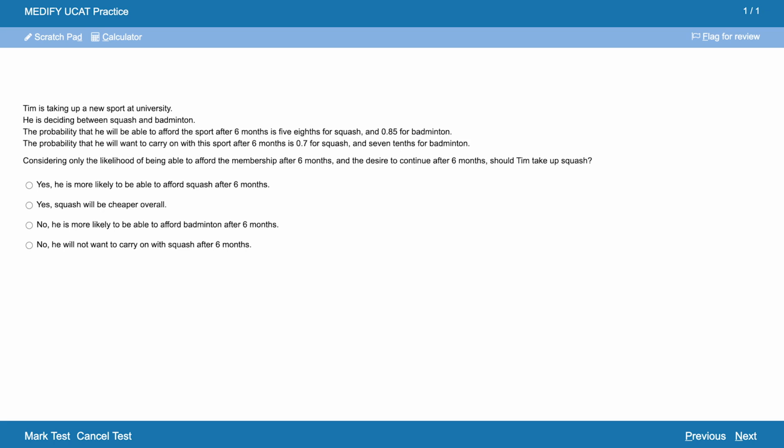Therefore, when we look at the options for the answers, we can see that the fourth one that says no, he will not want to carry on with squash after 6 months can be disregarded because the probabilities of wanting to carry on both sports are the same. Then we've got 3 more answers left to choose from.